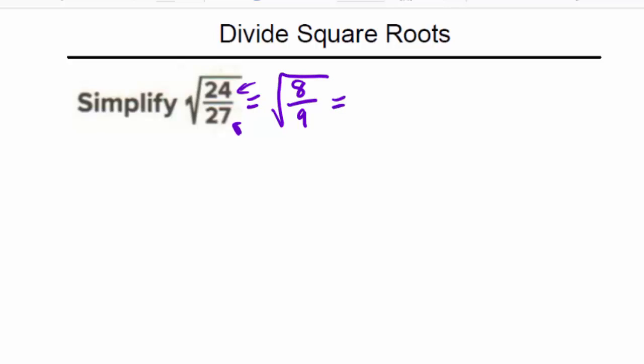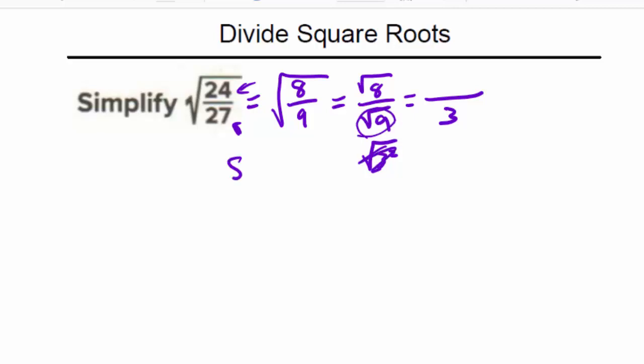Now we use the quotient rules of radicals, or the division rules of radicals, which means I can separate this into the square root of 8 over the square root of 9, put my equal sign, and the bottom one is easy because the square root of 9 is just 3. 9 is a perfect square. There's no need to rewrite this as 3 squared, bringing the 3 out. I happen to know this is just 3, so I can just simplify that to 3.